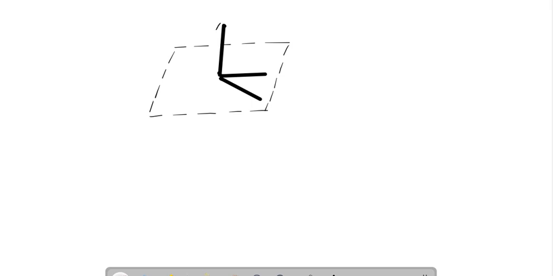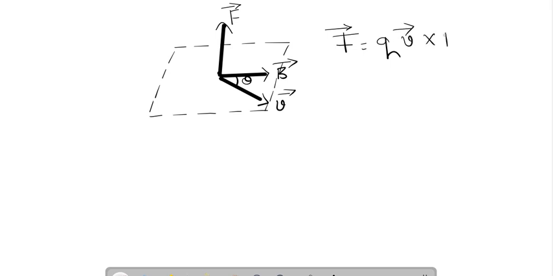this is the direction of force, and this is the direction of magnetic field B bar, and this is the direction of velocity, having the angle theta. Now we know that F bar is equal to Q V bar cross B bar. So in magnitude it can be written as Q V B sine theta.